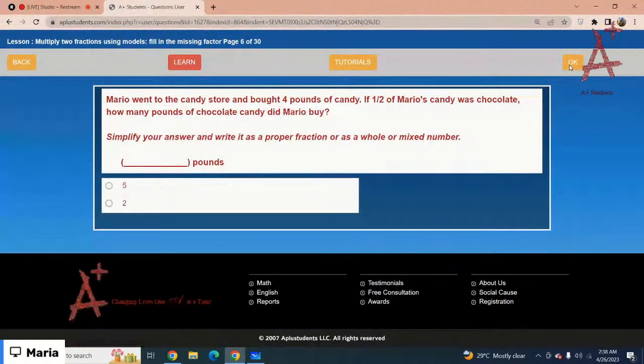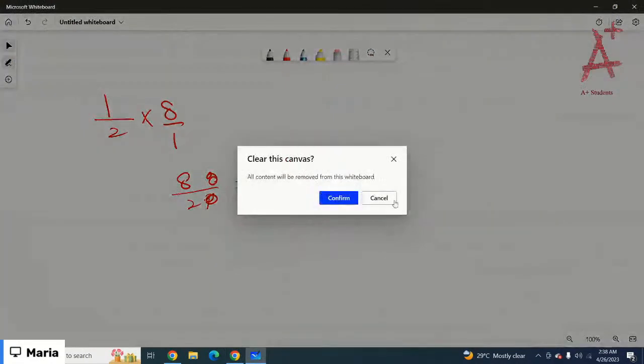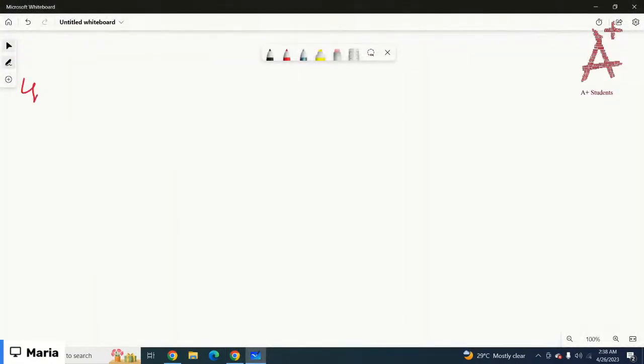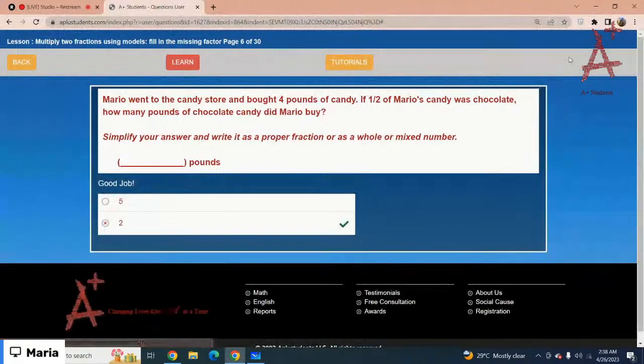Okay, the next one is: Mario went to the candy store and bought 4 pounds of candy. If half of Mario's candy was chocolate, how many pounds of chocolate candy did Mario buy? So you have to do 4 times 1 over 2. Just do numerator times numerator and denominator times denominator. So 4 times 1 is 4 and 2 times 1 is 2. You can divide them by the common factor 2. So the correct option is 2. Okay, you can complete the test by yourself later today.